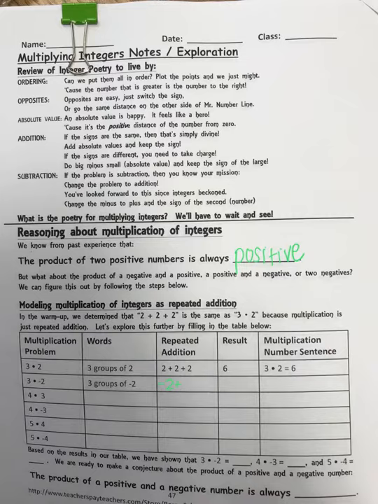We're subtracting when we multiply? Very good. Negative 2 plus negative 2 plus negative 2. Well, what do we do when we add with the same sign? We keep the sign and we add their absolute values, right? So what's 2 plus 2 plus 2? 6, and then we keep the sign so it's negative.